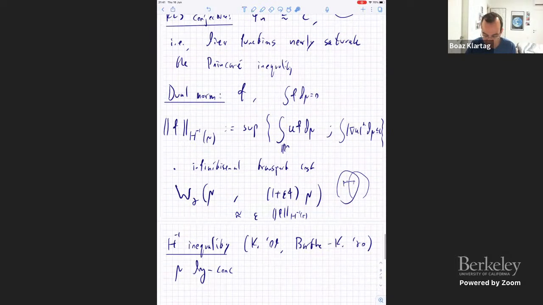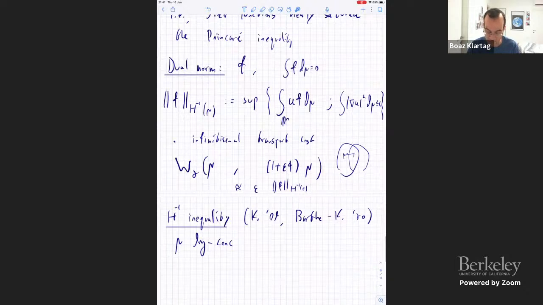Okay. And transport, I think, right? Transport is something that people see quite often. It's a very geometric thing, right? You want to couple two measures and minimize the distance. So that's the meaning of this norm.